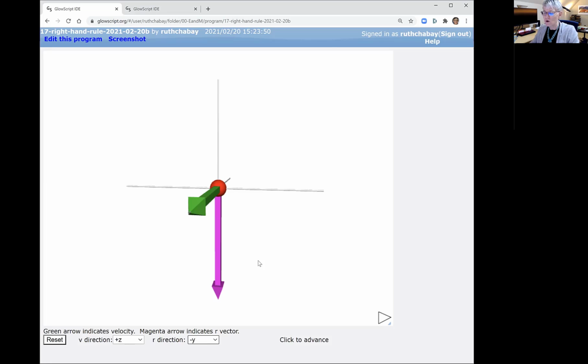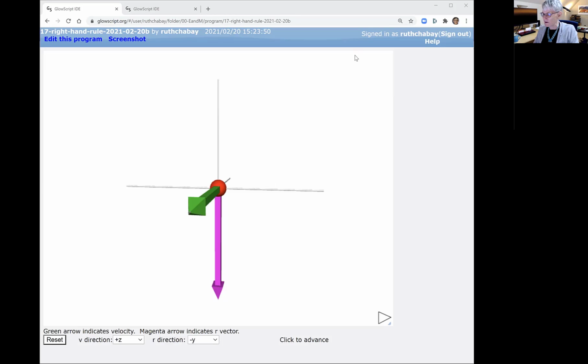And the question is, what is going to be the direction of the magnetic field due to this moving proton at this instant at the observation location, which is the tip of the magenta arrow? So again, in our poll, 1 is plus x, 2 is minus x, 3 is plus y, 4 is minus y, 5 is plus z, 6 is minus z. Yeah, you really have to be willing to get your hand out and move it around here.